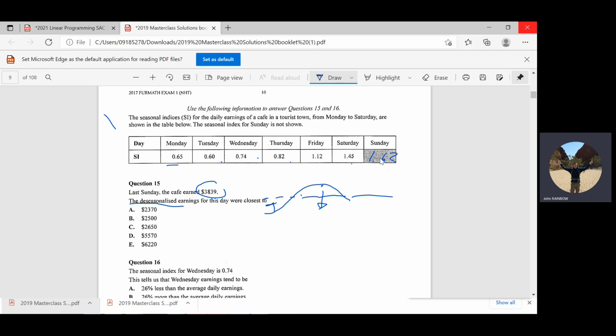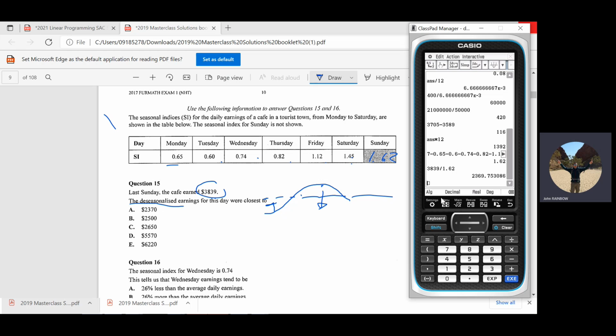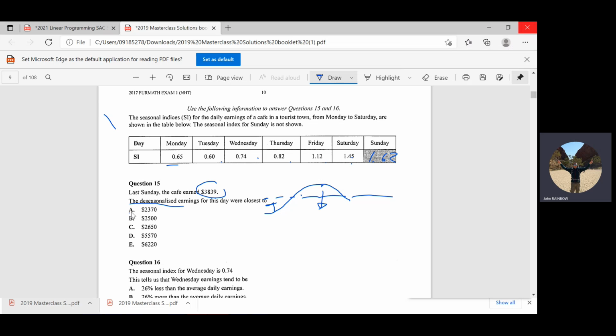So when I think of this as a high one, my deseasonalized value should be lower. When I reseasonalize it, because this is high, it would be higher. If I reseasonalize a low value, it would actually be lower. So I'm pretty happy with my answer being below that. So I'm looking at 2369, 2370. I would go with A.